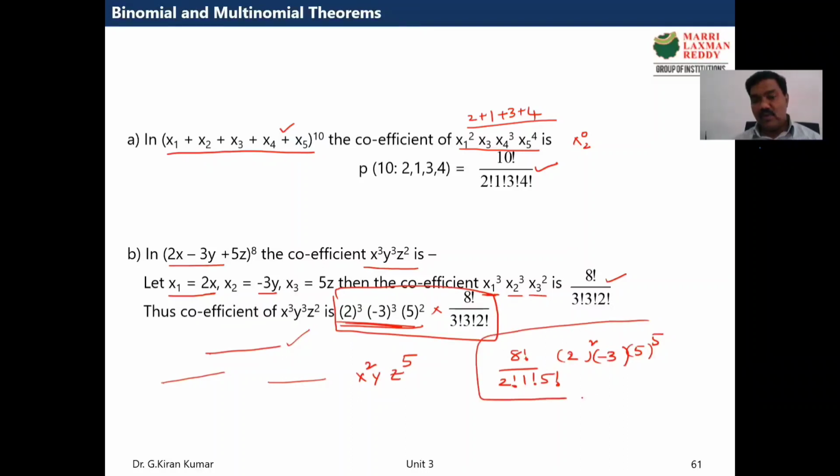Please make a note. Why has this extra term come? Is it clear? Because x is not alone. Now in place of x, you have 2x. If you want x square, definitely it must be a 2x square term. Similarly, if you want just y, you can't get just y, so in the expansion you get minus 3y. Therefore, this will be the coefficient. Hope you are understanding this.